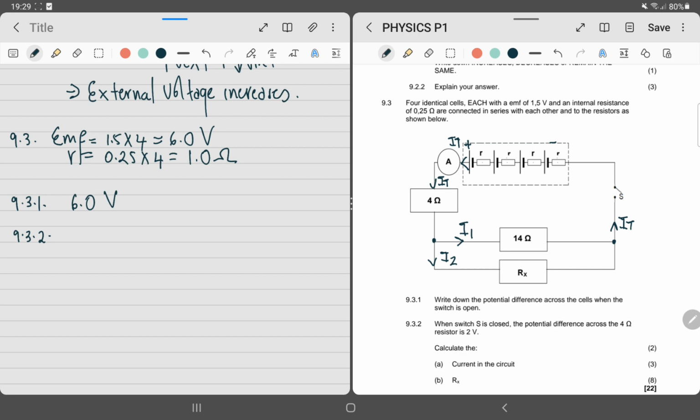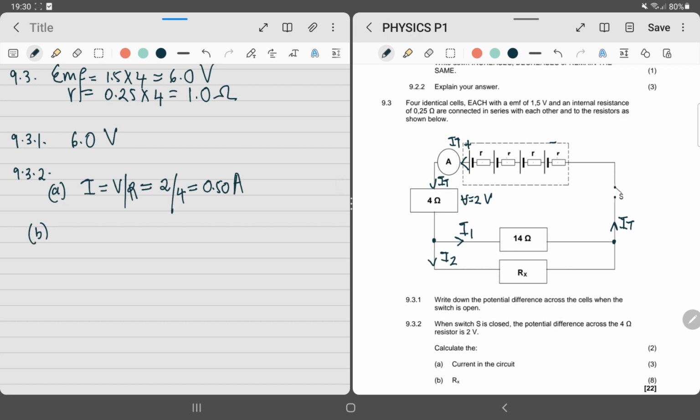9.3.2. When switch S is closed, the potential difference across the 4 ohm resistor is equal to 2 volts. So we have 2 volts there. Calculate the current in the circuit. So that's the total current that's passing through the 4 ohm resistor. I should be equal to V over R. The voltage is 2 and then the resistance is 4. So that's 0.5 amperes.